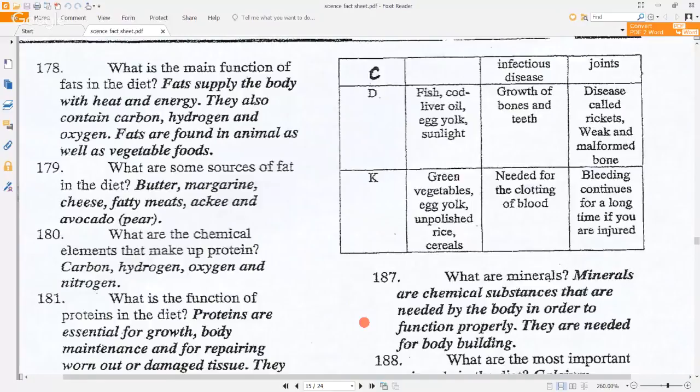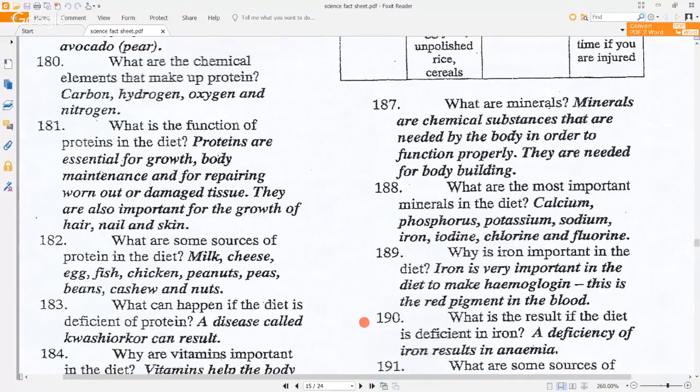Minerals. What are minerals? Minerals are chemical substances that are needed by the body in order to function properly. They are needed for body building. 188. What are the most important minerals in the diet? Well, calcium, phosphorus, potassium, sodium, iron, iodine, chlorine, and fluorine are some of the more important minerals.